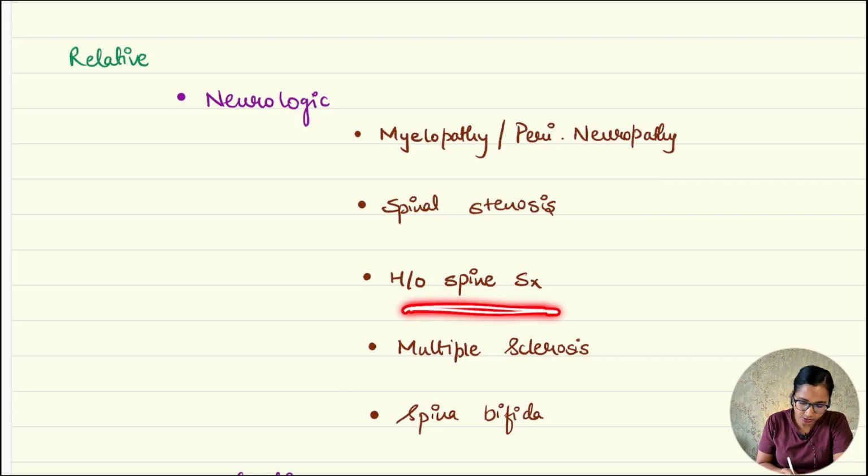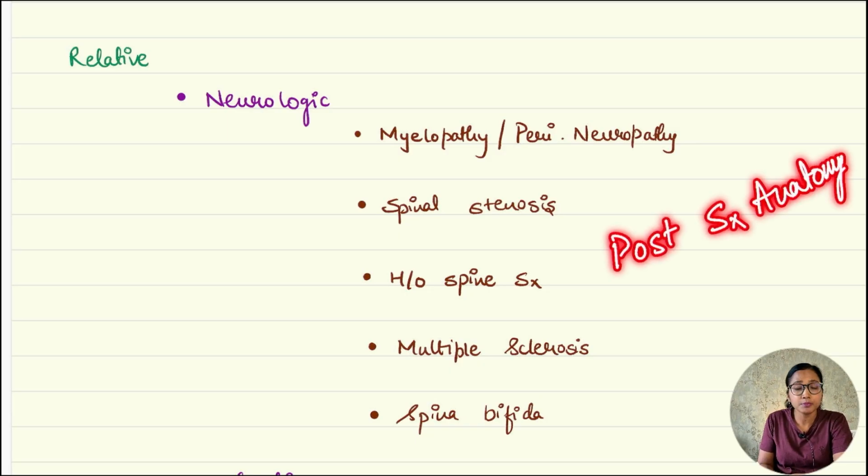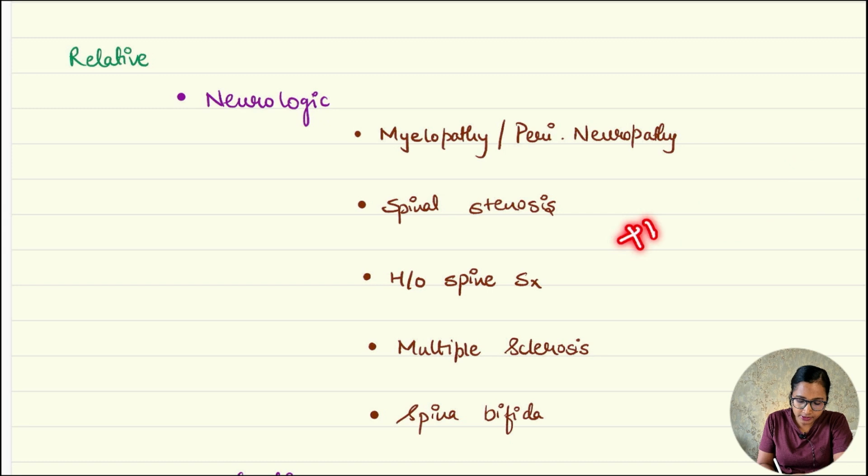History of spine surgery. If the patient has a history of spine surgery, we have to see the patient's anatomy post surgery. There will be presence of scar. There might be presence of adhesions.